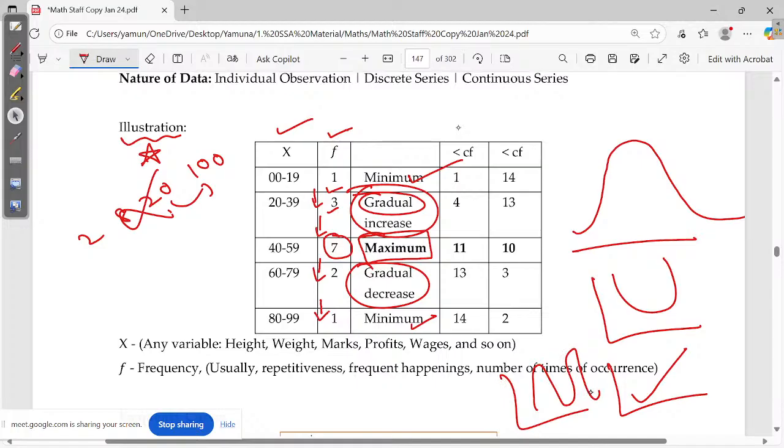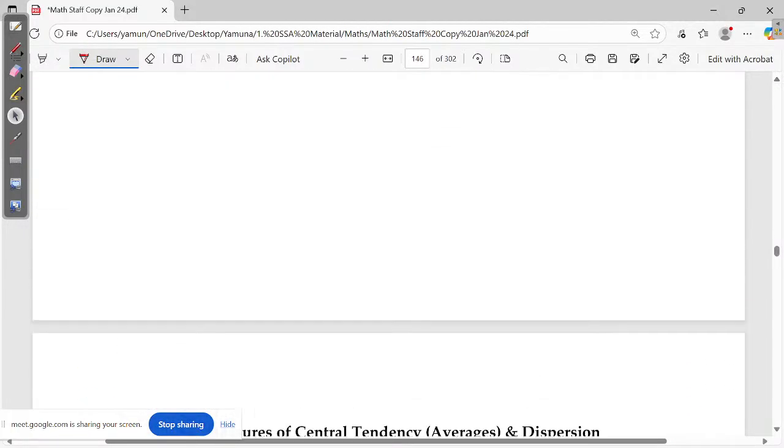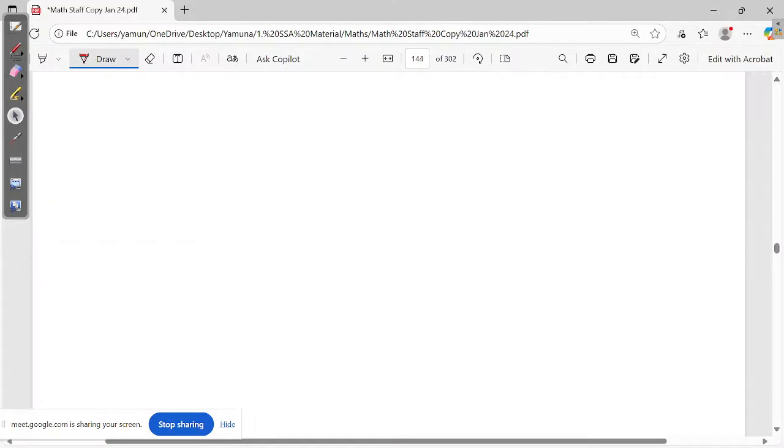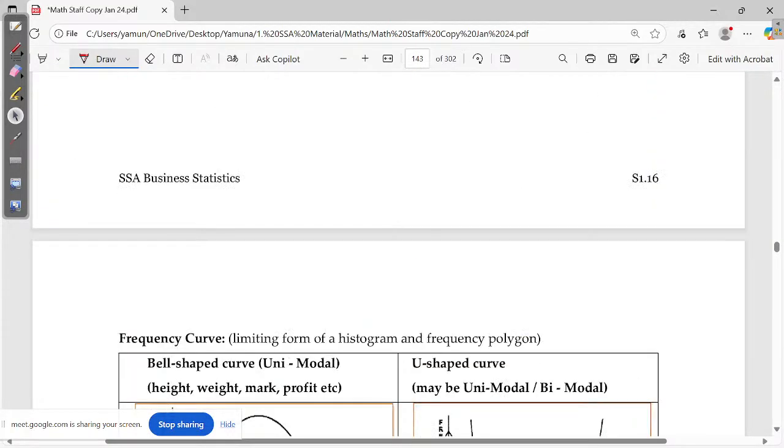Where did you learn this one? Earlier topic now. Okay. Come back for the earlier topic. Yes, please join here.